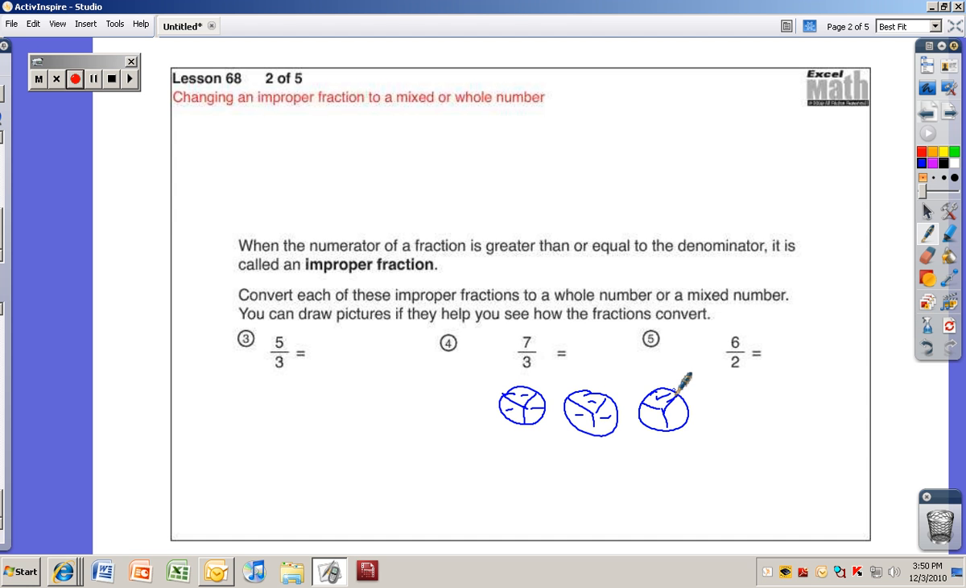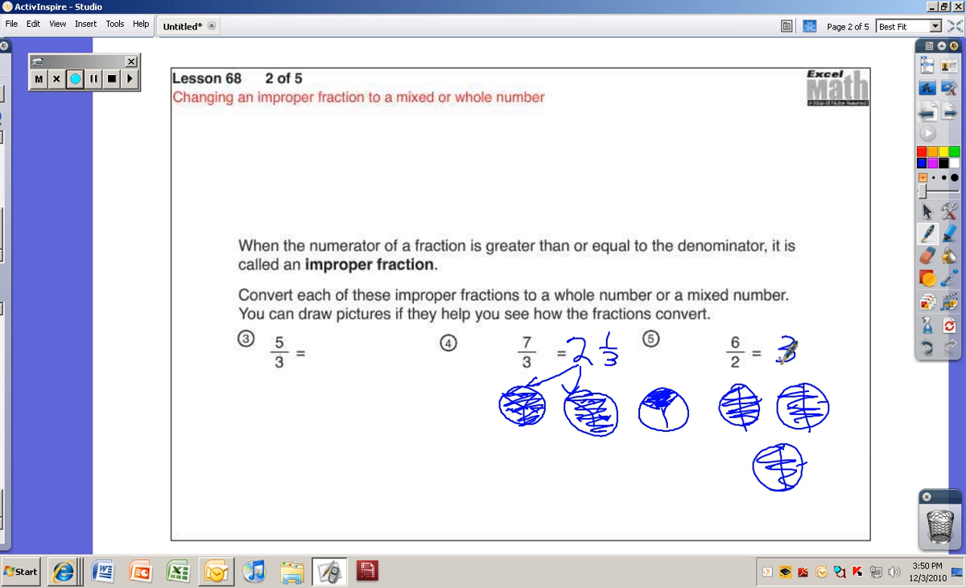And then 1 more third there. So we have 1, 2, 3, 4, 5, 6, 7/3. Here we have a whole, here we have a whole, and here we have 1/3 at the end. So the answer is 2 wholes, right there and right there, and 1/3 after you got the 2 wholes. 6/2. There's 2 halves, 4 halves, 6 halves. So altogether we have 1, 2, 3 wholes.